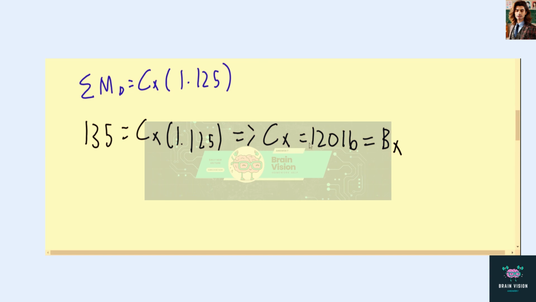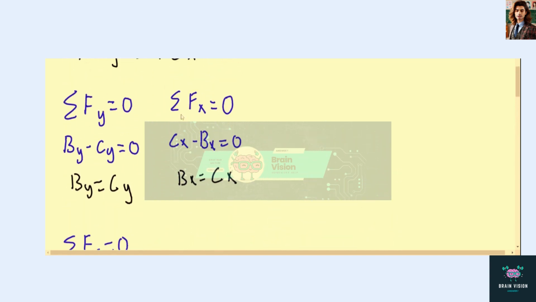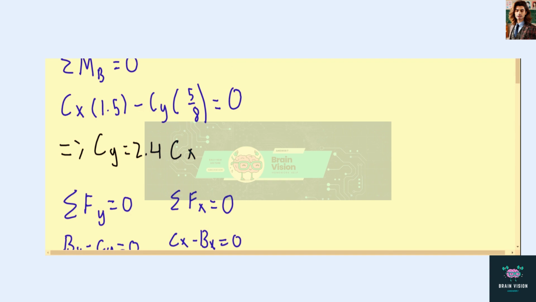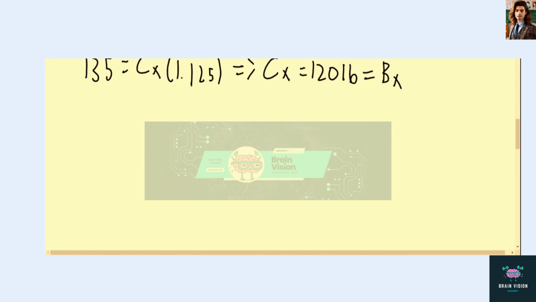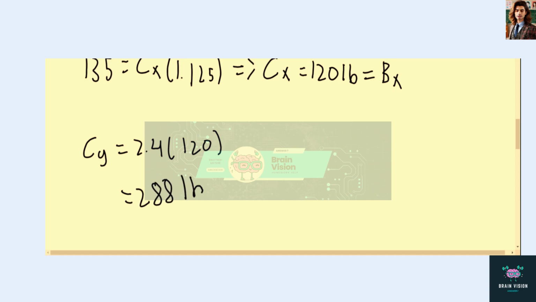And since we know this value of C of x now, we can plug it into this term here, and then solve for the value of C of y. So after plugging in, we get that C of y is equal to 2.4 times 120, which is going to be equal to 288 pounds, which is also equal to B of y.